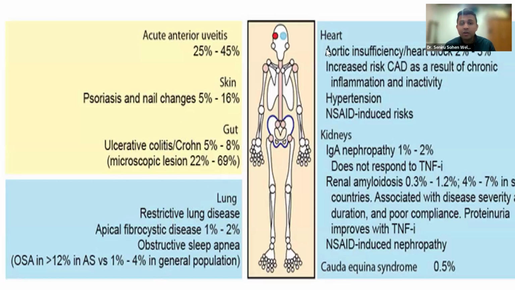Then you get obstructive sleep apnea with the heart. You can get a lot of regurgitant murmurs like aortic regurgitation, and in the kidneys you can get amyloidosis, and then NSAID-induced nephropathy and IgA nephropathy, which are not that common. And you can also get cauda equina because of spondyloarthritis.